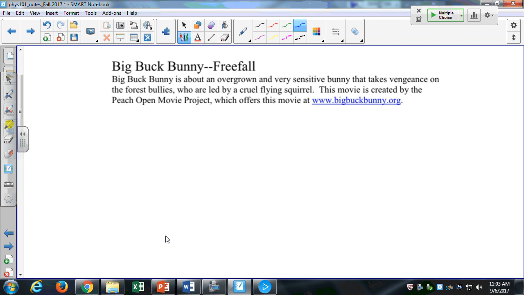Okay? All right, let's watch this short video clip. This is a video clip from Big Buck Bunny. Big Buck Bunny is about this sort of oversized, really gullible bunny rabbit. He's about 6 foot tall, but he's being picked on by these other animals, like a flying squirrel and a couple other animals. And in this scene, he is exacting revenge upon the flying squirrel.